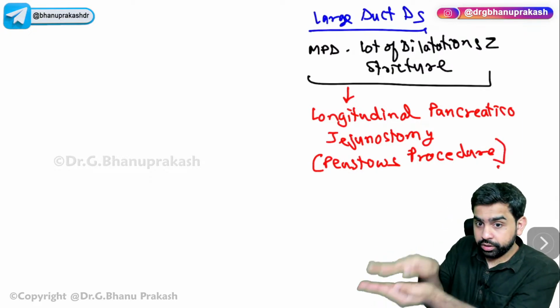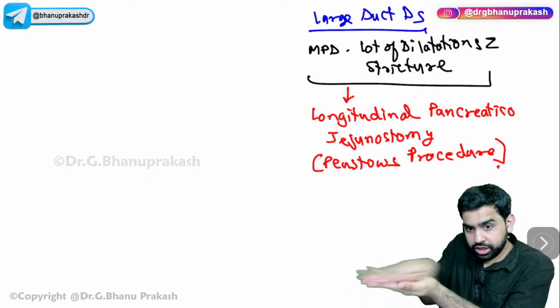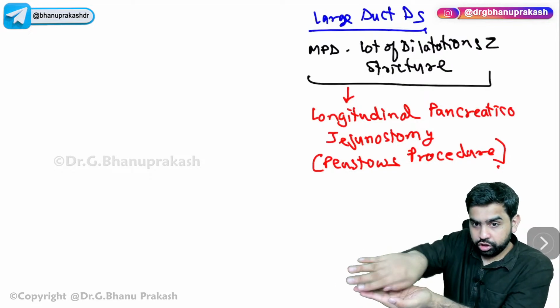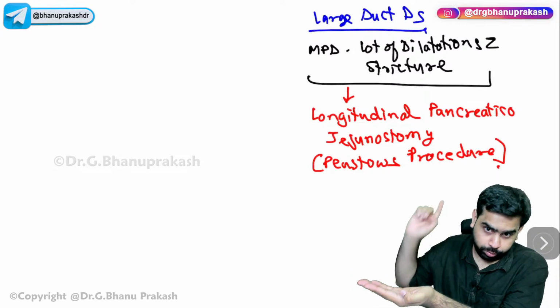So here, there is a pancreas. What you basically do is you open the pancreas like this. You longitudinally open the pancreas, you bring a jejunum and you attach it over here. So this is what is called a longitudinal pancreaticojejunostomy, Puestow's procedure.